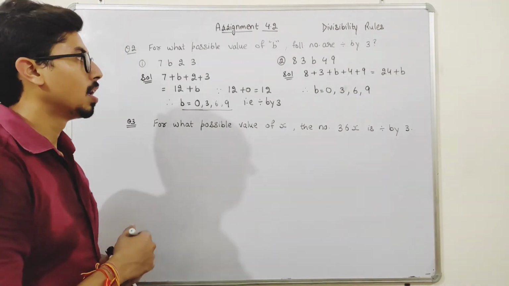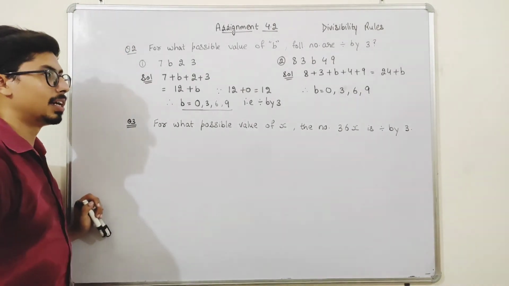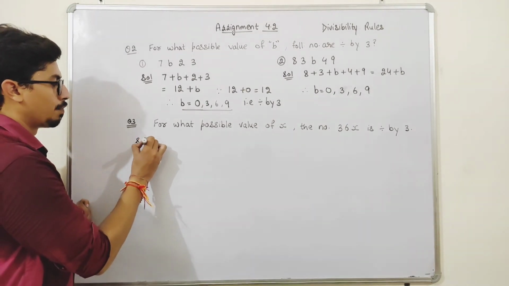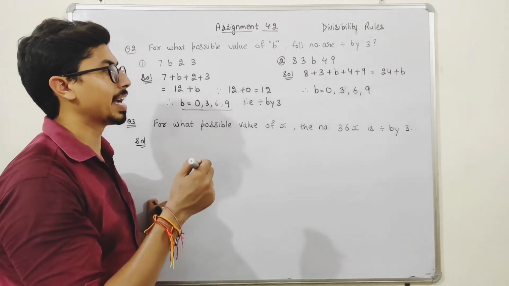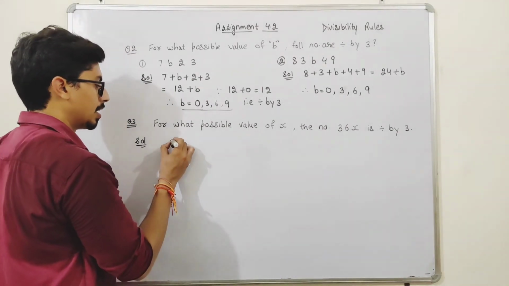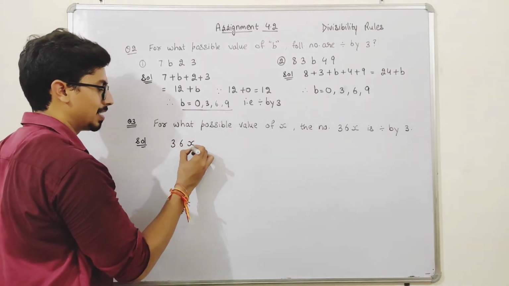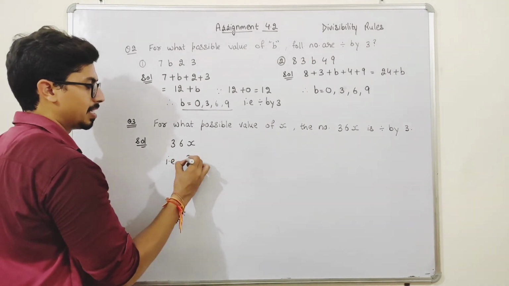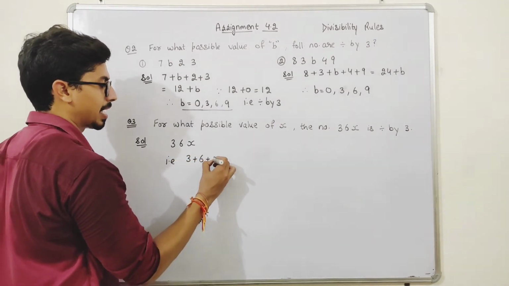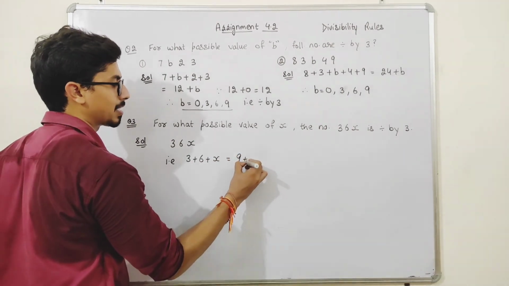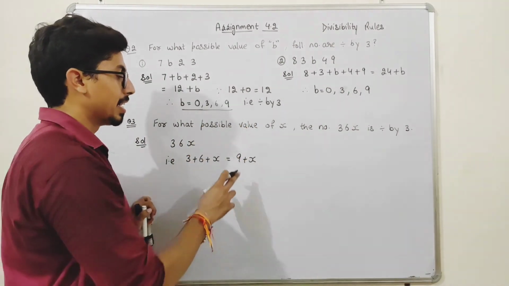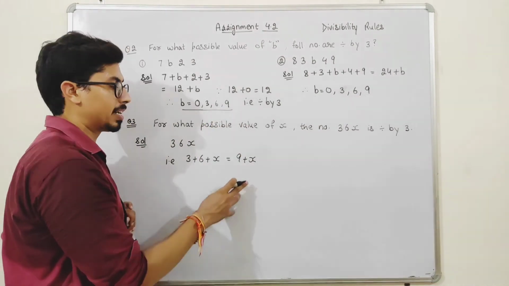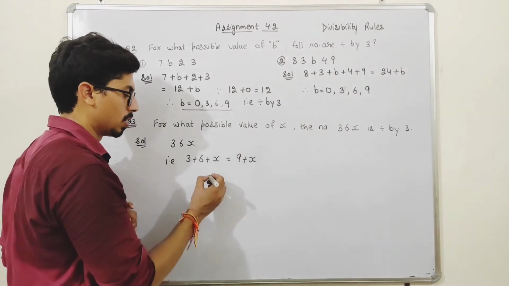Okay students, now moving forward to question number 3. For what values of x is the number 36x divisible by 3? See, 36x, add the digits, 3 plus 6 plus x, that will be 9 plus x. I have to find out the possible values of x. See, 9 is divisible by 3, we know that. So I can take the value of x as 0.